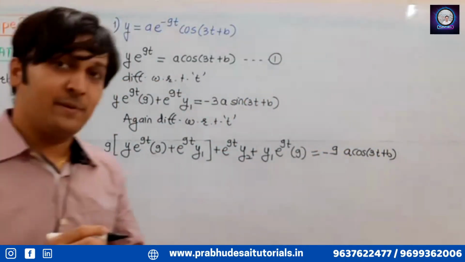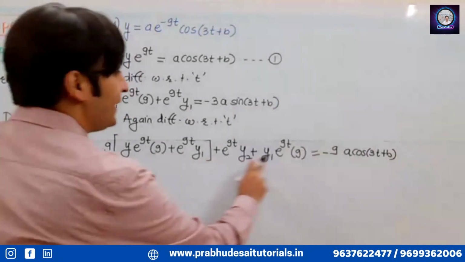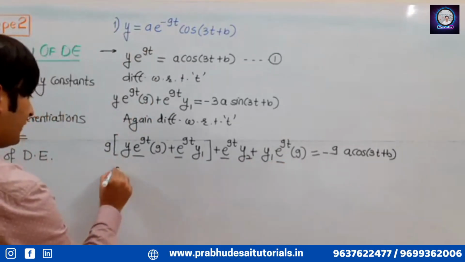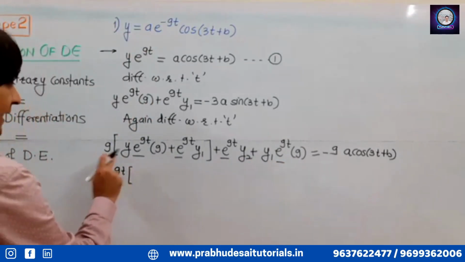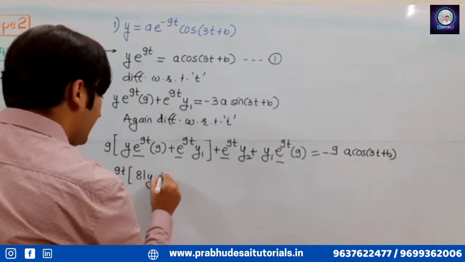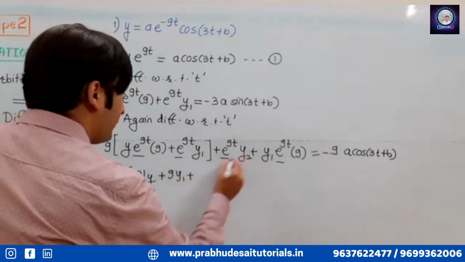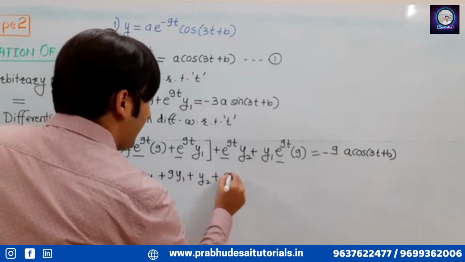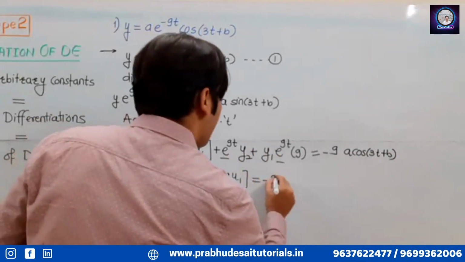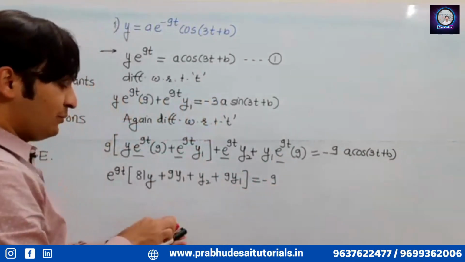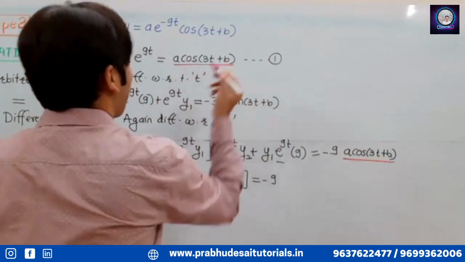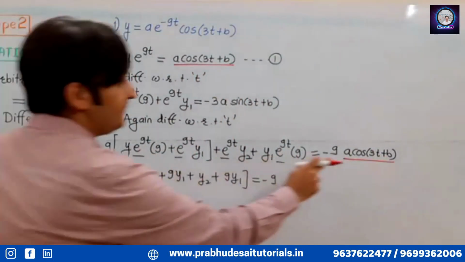करेक्ट? आता नीट बघा यातून मी e raised to 90 कॉमन घेतो कारण e raised to 90 प्रत्येक टर्म मध्ये आहे. सो e raised to 90 जर मी कॉमन घेतलं तर उरेल काय बघा? 9 9 जार 81y. 9 into y1 is 9y1 plus y2. करेक्ट? प्लस 9y1. करेक्ट? मी e raised to 90 कॉमन घेतलंय. इज इक्वल टू मायनस 9 इंटू तुमच्या लक्षात आलं असेल तर ही टर्म इथं आहे बघा. करेक्ट? ही टर्म इथं आहे बघा.